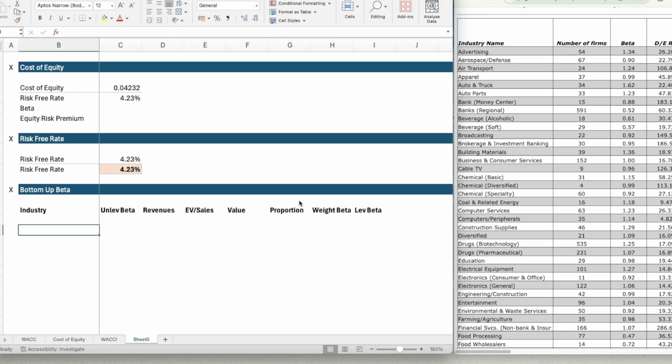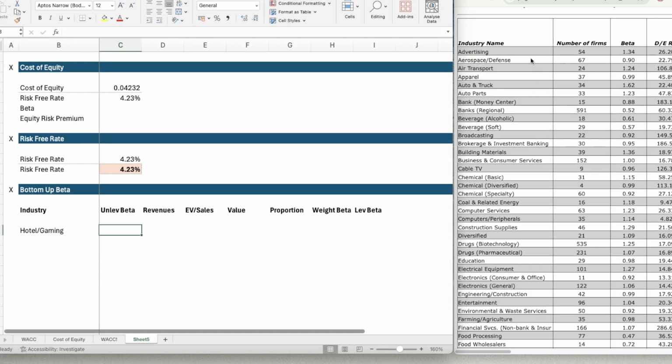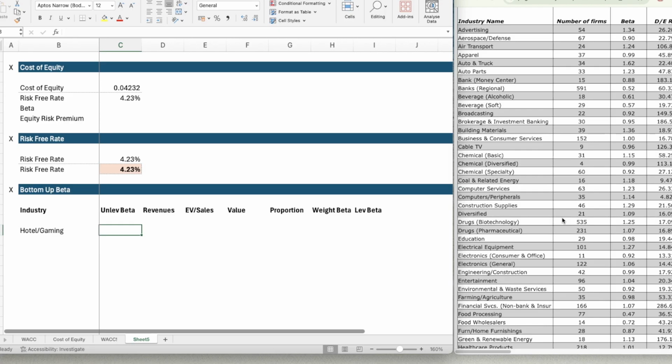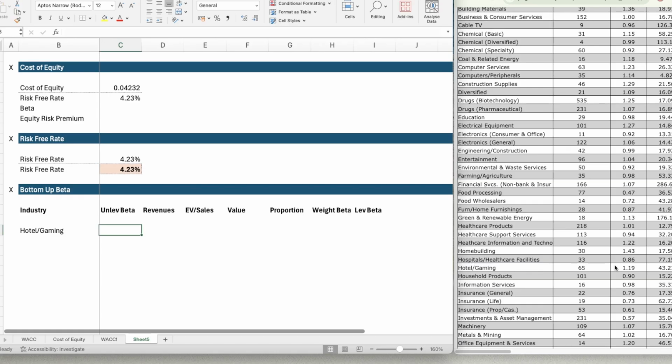So let's put the first one in, hotel gaming. All of this data comes from Professor Damodaran's website. He publishes it, I think, once a year on things like the beta, the country risk premiums. He does it twice a year, but for most of this type of data, he's the go-to for it. Therefore, that's where we're using his data.